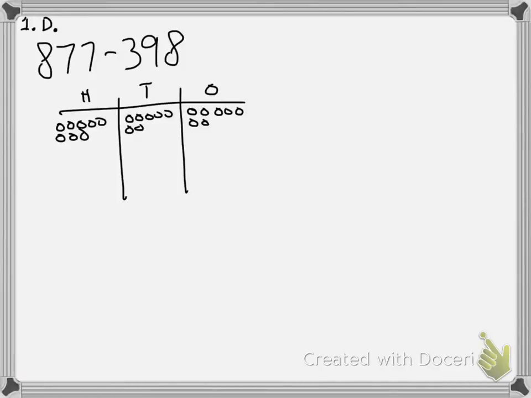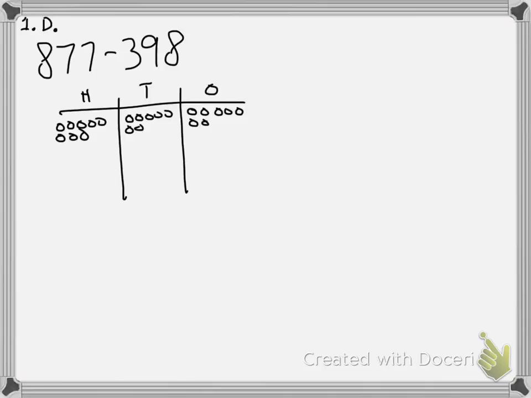Alright, so this is the Lesson 15 homework. I'm on problem 1D, and here's an example of how you might want to work this problem. So we have 877 minus 398, and it says to solve on a place value chart, to solve vertically or mentally, and to check using addition. So I'm going to go ahead and solve this on my place value chart first.